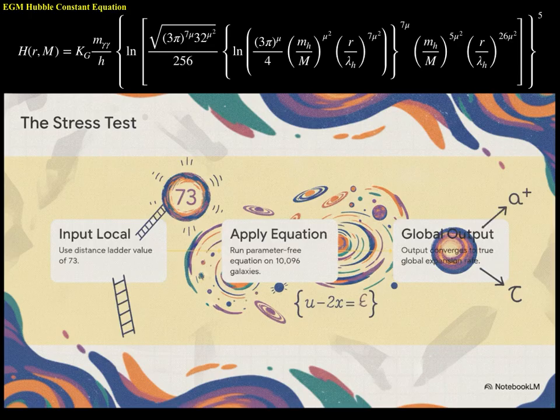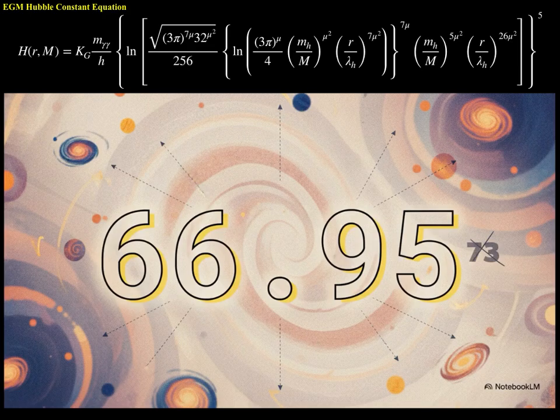When they account for the local inward flow of spacetime in the galactic cores, the unified equation outputs a global mean of 66.95 kilometers per second per megaparsec. By averaging out the internal kinematics over 10,000 galaxies, rather than just zooming in on their bright, messy outer edges, that inflated value of 73 just drops away. The true, stable cosmological expansion rate finally reveals itself from the data.